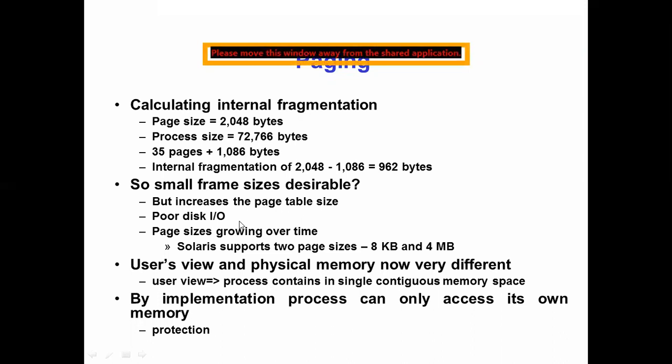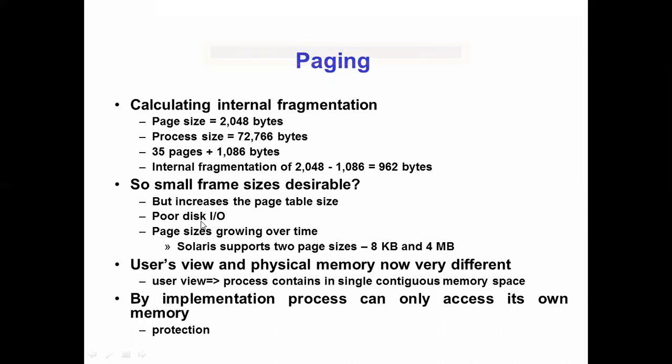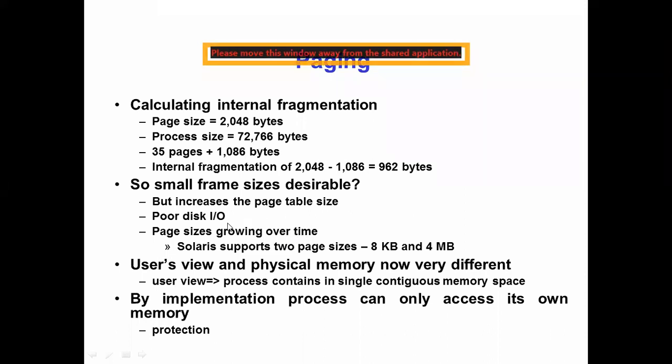But what will happen here? Poor disk input/output. So a small frame size is desirable; here we want to reduce the frame size, but if we reduce this size, the page table size will increase. Another impact you can see is poor disk input/output. Page size is growing over time. If we increase it, the time will increase. So this is the system: Solaris supports two page sizes, 8 KB and 4 MB.